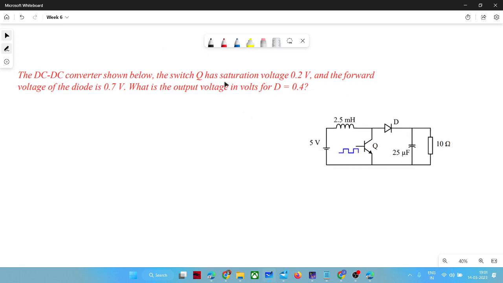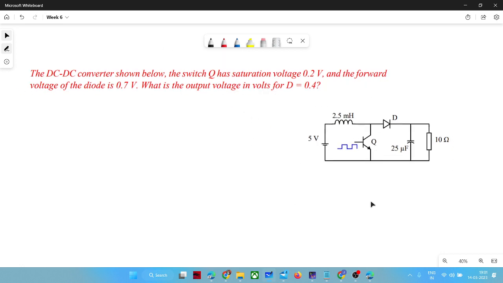So this is the problem. Read it carefully and tell me the approach. I think this is related to the boost converter only. We need to find the output voltage. For that we should know the inductor voltage. In the expression of inductor voltage, some practicalities will be included, such as the saturation voltage and the voltage drop across the diodes. Those voltages are given.